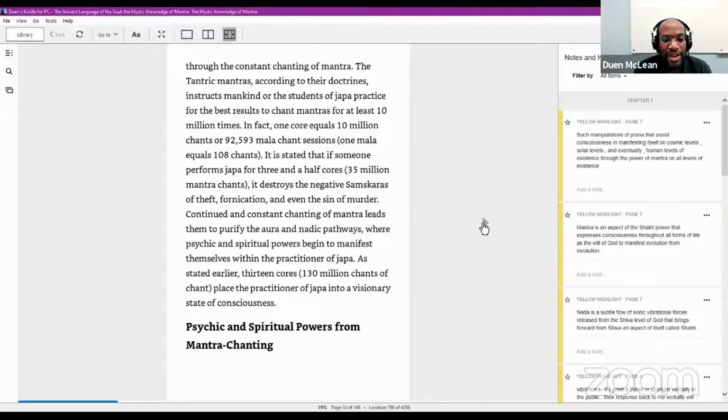Continued and constant chanting of mantra leads them to purify the aura and nadic pathways, where psychic and spiritual powers begin to manifest themselves within the practitioner of japa. As stated earlier, 13 cores, 130 million chants of japa place the practitioner of japa into a visionary state of consciousness.